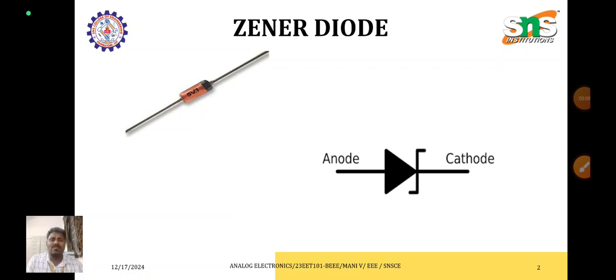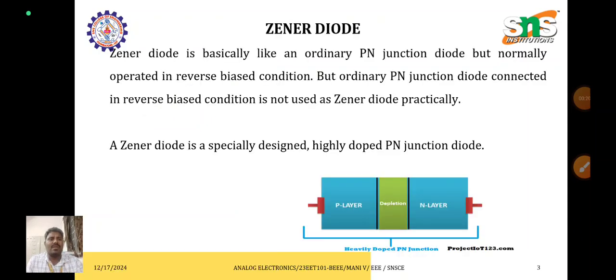So this is the symbol of the Zener diode. It has two terminals, one called the anode and the other called the cathode, and it has two layers, one P-type and the other N-type, which is similar to the ordinary PN diode. So then what is the difference between the ordinary PN diode and the Zener diode?